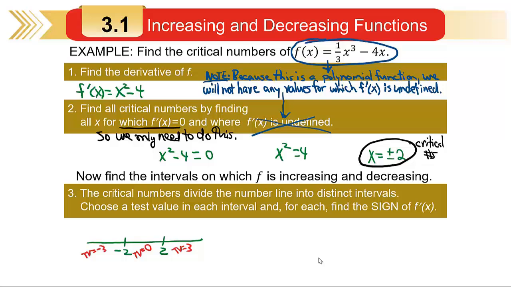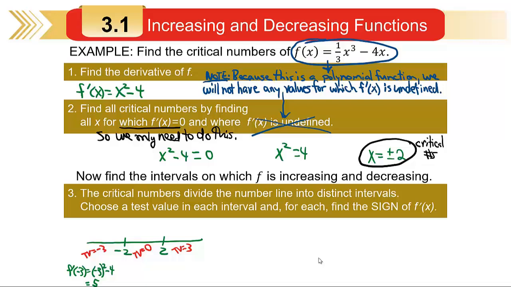So you can pick anything to the left of minus 2. I chose minus 3. Pick something between minus 2 and 2. You can choose anything that's in there. I chose 0. Choose a value bigger than 2. Again, you can use anything bigger than 2. I chose 3. And you take those test values and you plug them one by one into the derivative, not the original function, but into the derivative.